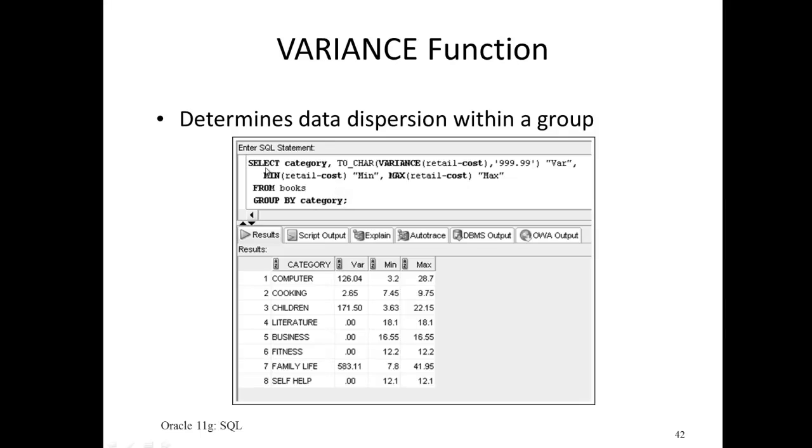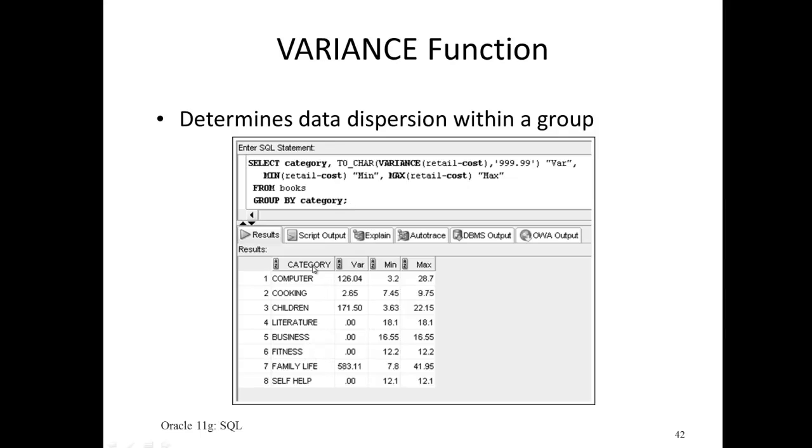Here's an example. Select the category, variance of retail minus cost, which we consider to be our profit. We're going to output it in this format with 2 decimals. We're going to label it variance. We're going to look at the minimum, the retail minus cost, call that min. We're going to look at the maximum of retail minus cost and call that max from the books table, and we're going to group that by category.